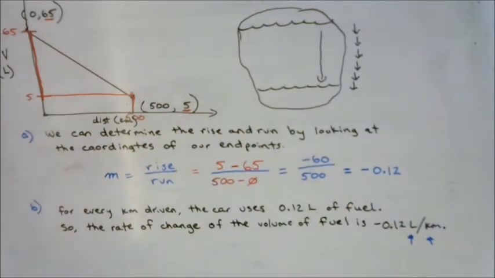Why can't you just say the rate of change for every kilometer driven is 0.12, instead of all that? Because to me, I didn't understand it. This line just explains what's really happening here. This is what it means, that the car uses this much fuel for every kilometer. It's the same thing we wrote here.